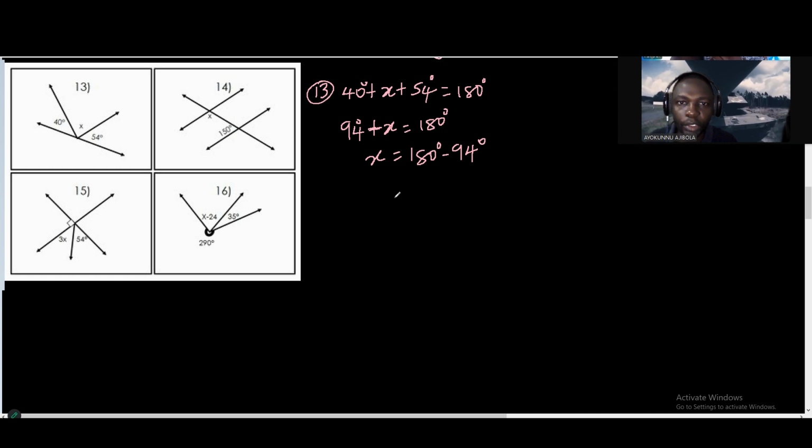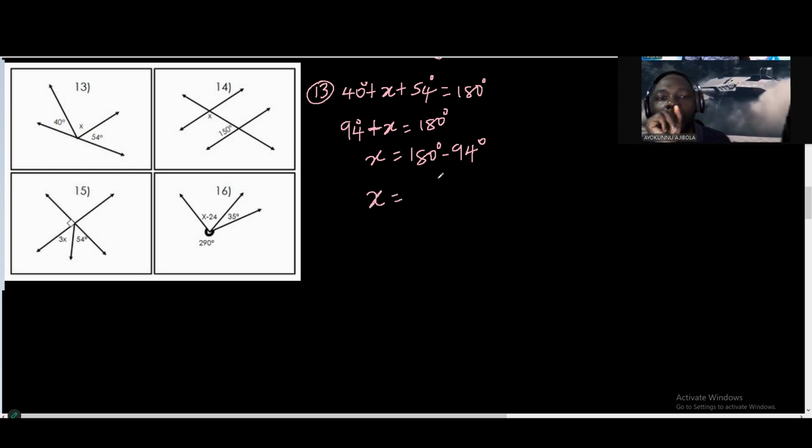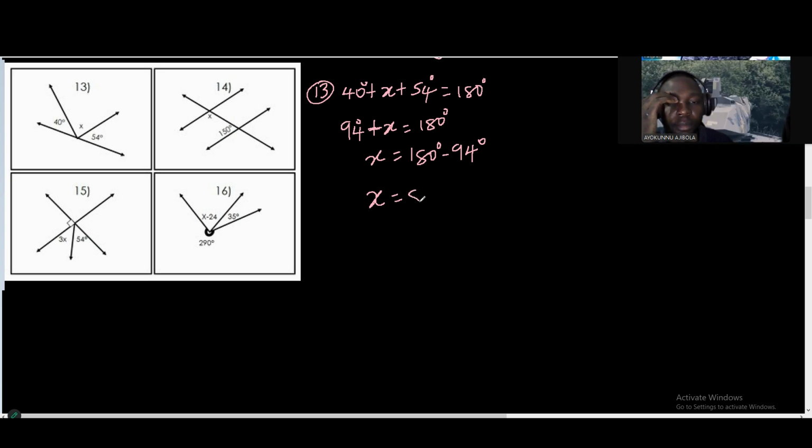So what is x? 86, because 180 minus 90 is already 90. So 90 minus 4 is 86. Exactly.